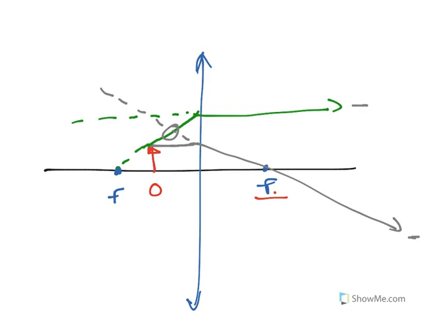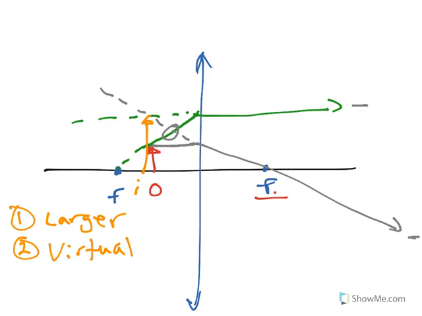Alright, so your image forms where these two lines cross, and in this case it is right here. So that's where your image would form. Your image would be larger. Your image would be virtual because the two lines do not actually cross, and your image would be bigger.